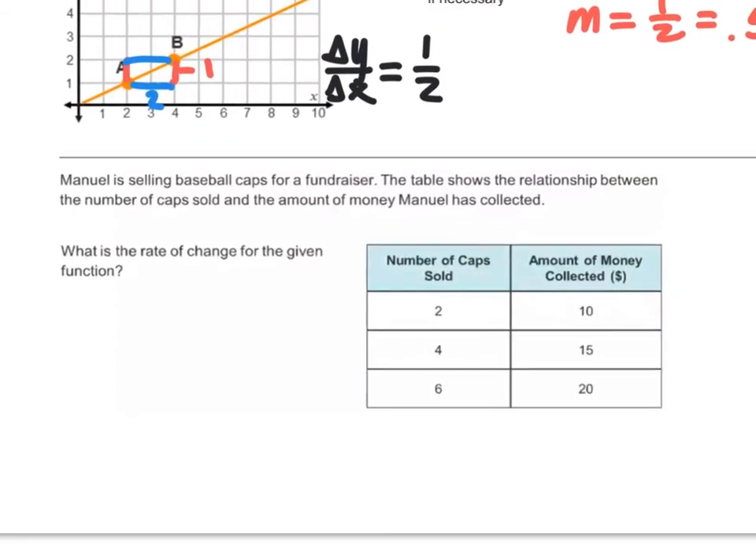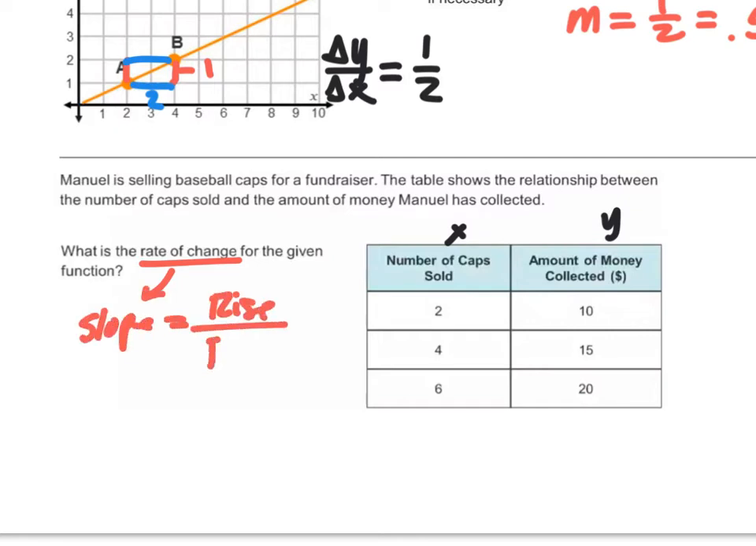Okay, the next one, it says Manuel is selling baseball caps for a fundraiser. The table shows the relationship between the number of caps sold and the amount of money Manuel has collected. So here's the number of caps sold, we'll call that our X value. And then the amount of money collected, we'll call that our Y value. All right? So it says, what is the rate of change for the given function? Remember, rate of change is another word for slope. Okay, and when we think of slope, we think of rise over run. If you want to be technical, we can think about the change in y divided by the change in x. We all get the same thing.